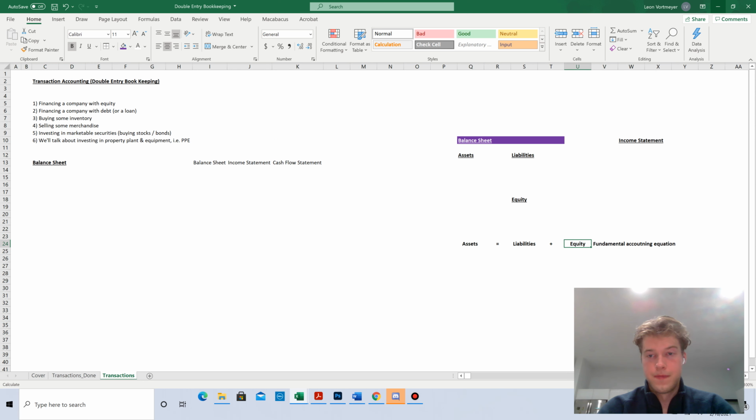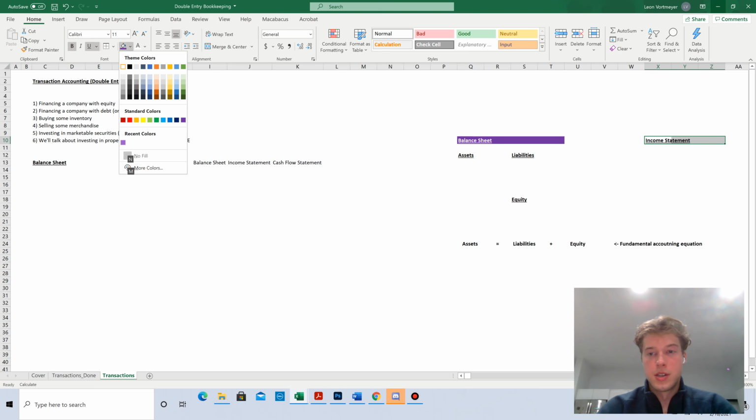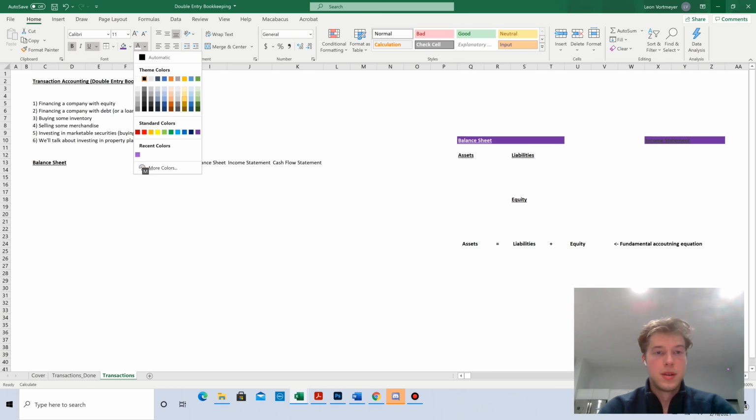Auto-fit it. Add a column. So you can add a column with Alt-HIC. We'll do the same thing here. Alt-HH to change the background color. Alt-HFC, change the font color.